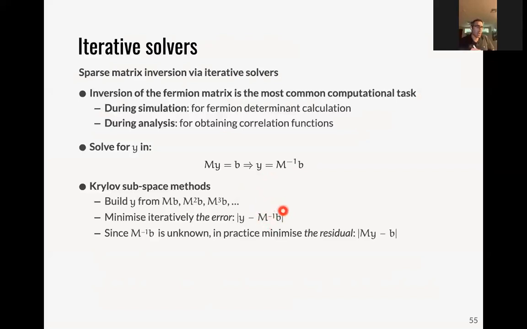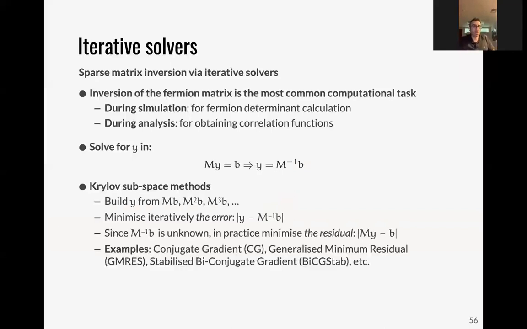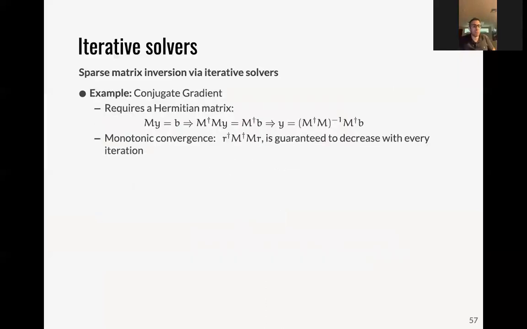But of course, we don't know M inverse of B. That's precisely the point. That's exactly what we want. So since this is unknown in practice, what we minimize is the so-called residual, which is basically M applied to the left of this, so MY minus B. Examples of such iterative solvers, which I'm sure you've heard talked about, are the conjugate gradient method, generalized minimum residual, and stabilized biconjugate gradient. These are just some names. So I will talk about conjugate gradient, which is sort of the most basic of these iterative solvers.